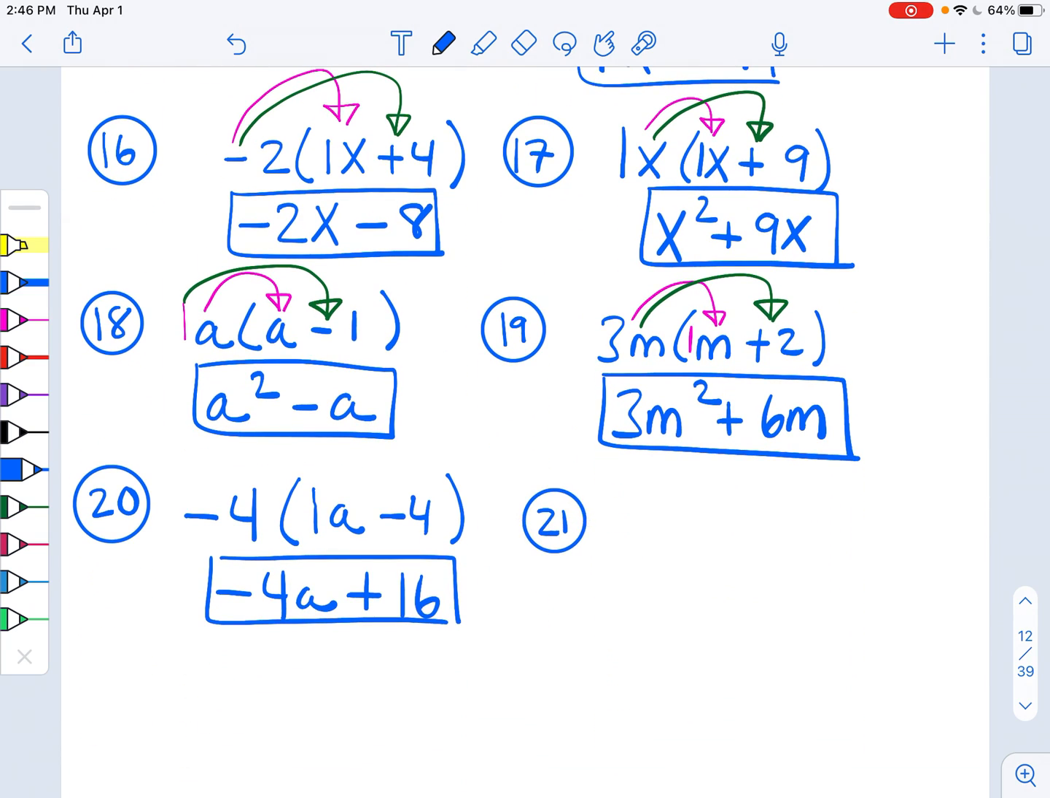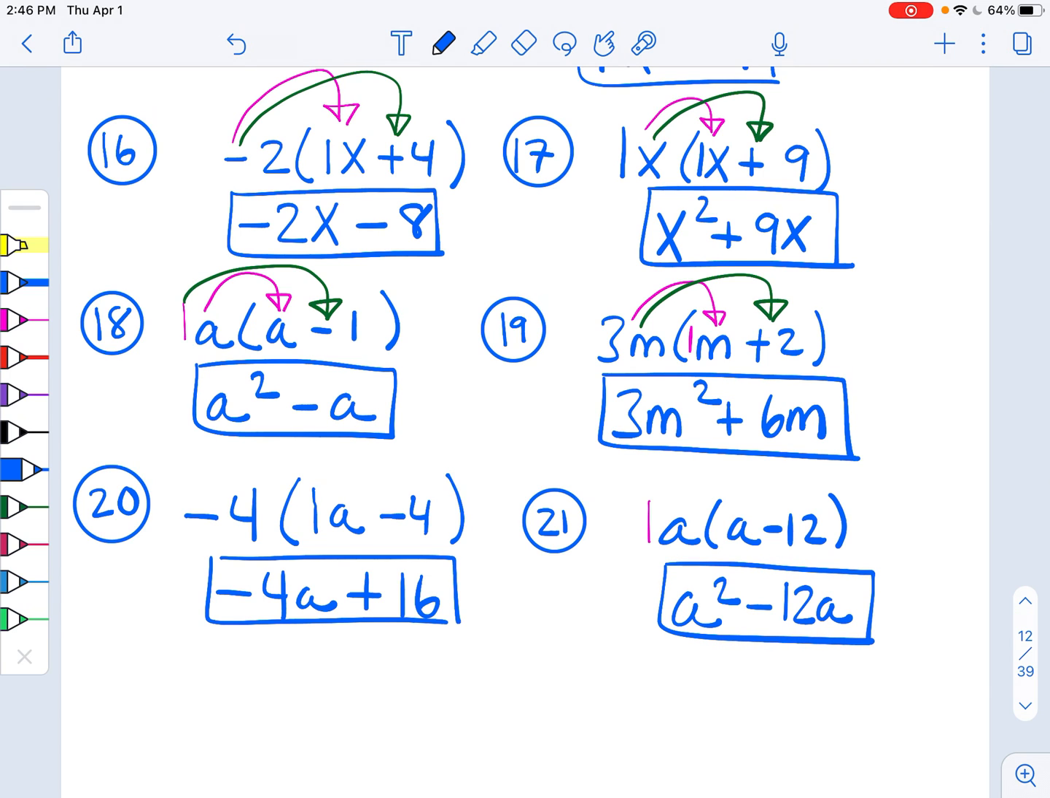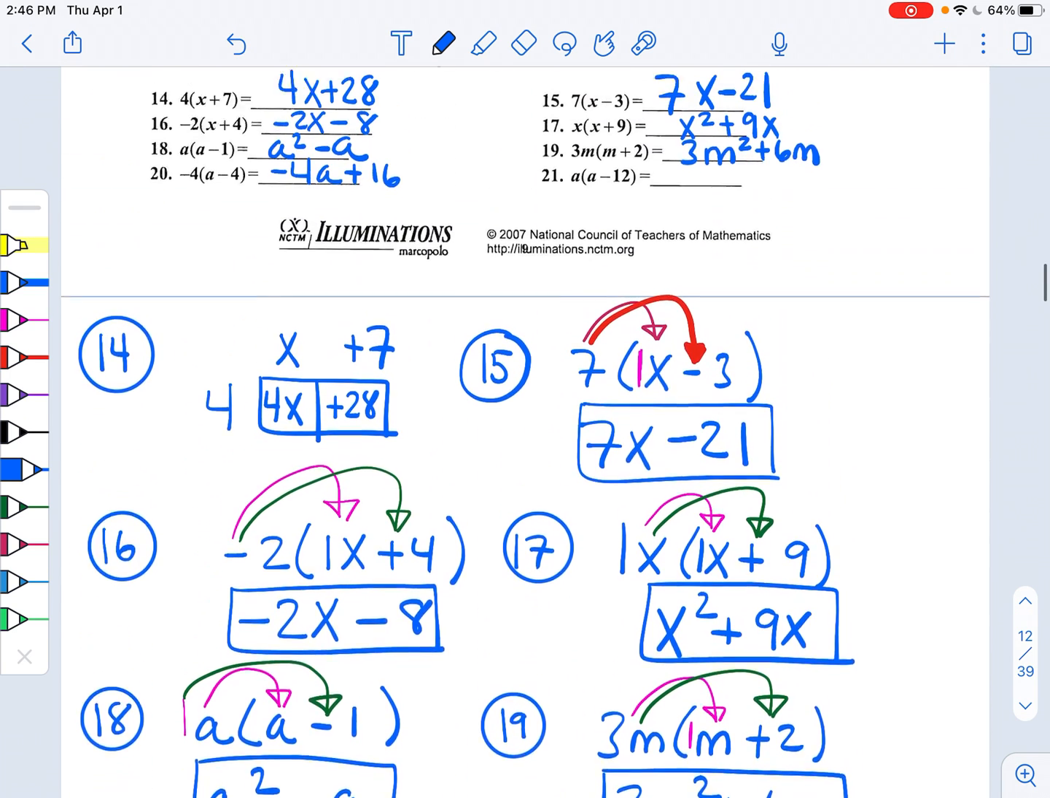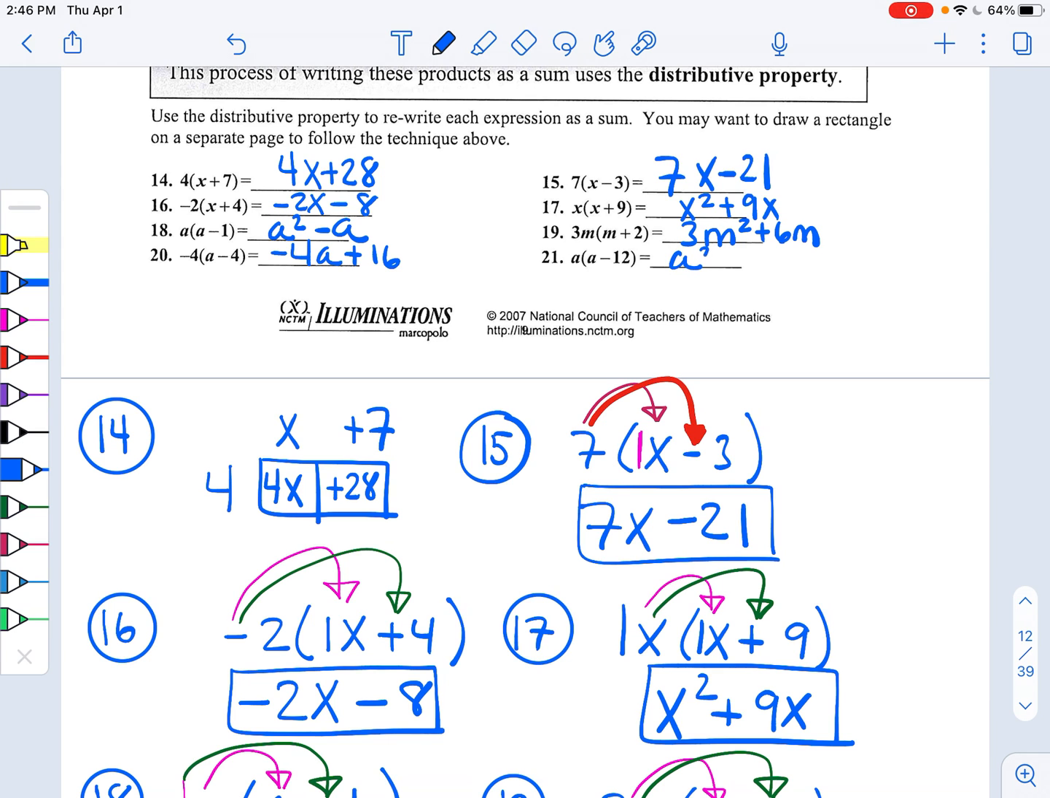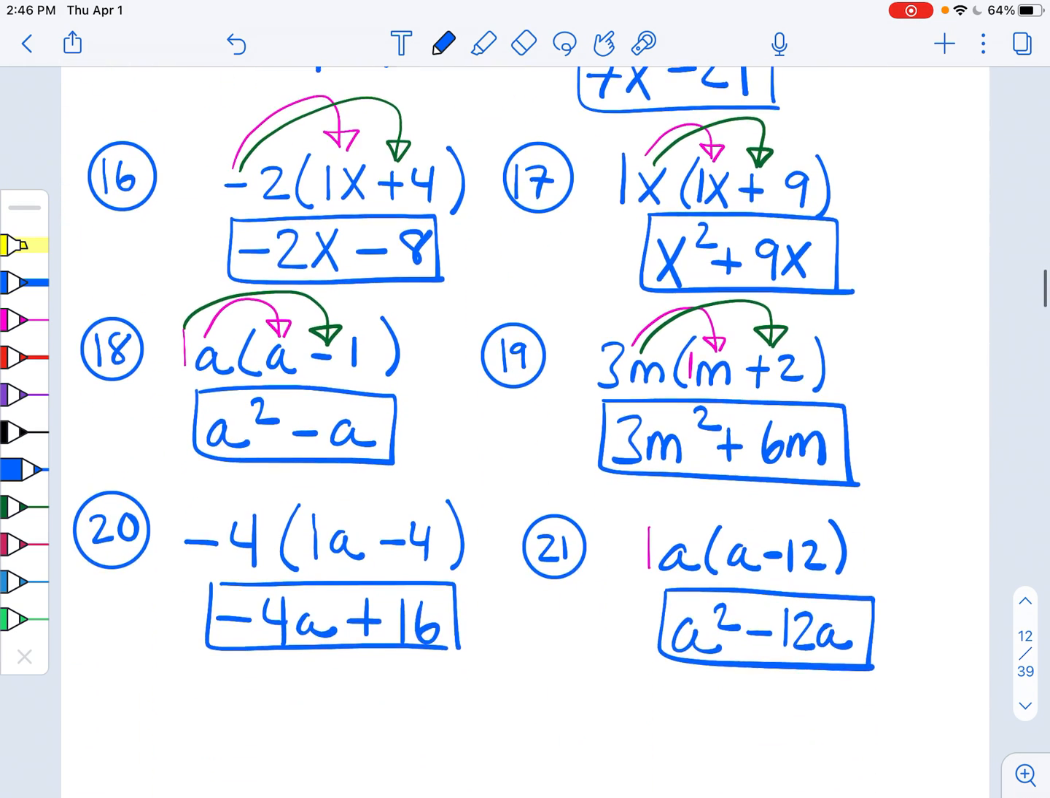Okay, last one is 21. So you have a times the quantity a minus 12. All right, a times a is a squared. Now what is 1a, positive 1a, times a negative 12? Negative 12a. And they're not like terms because they don't have the same exponential power.